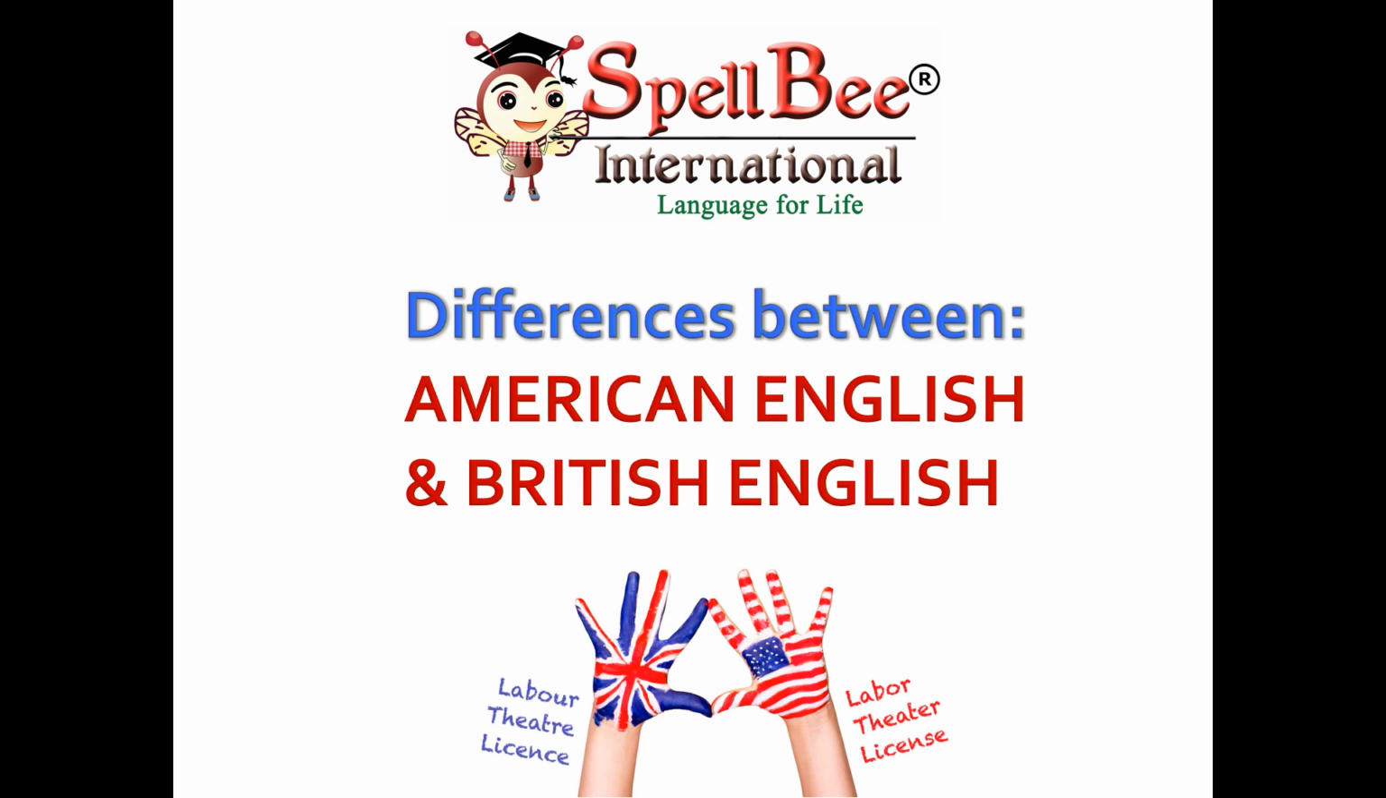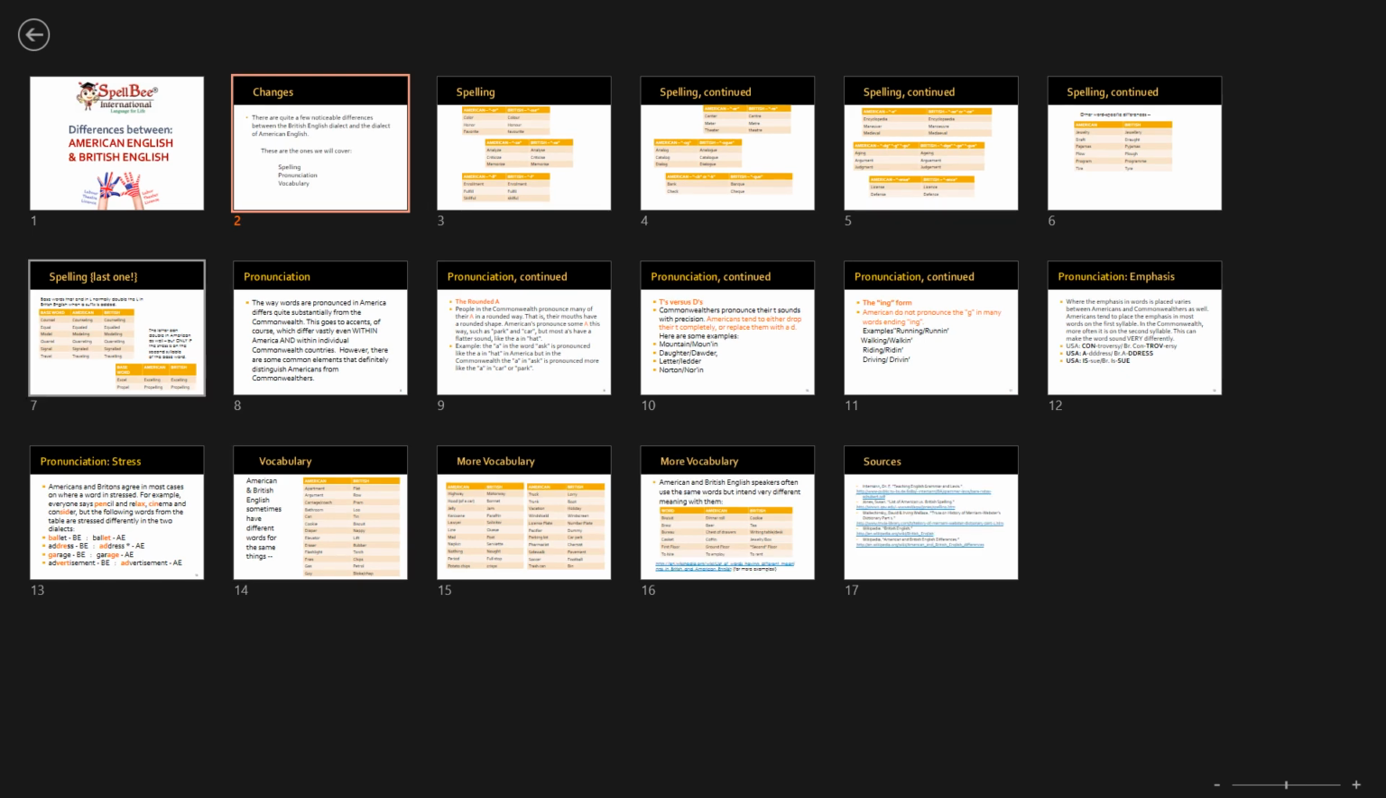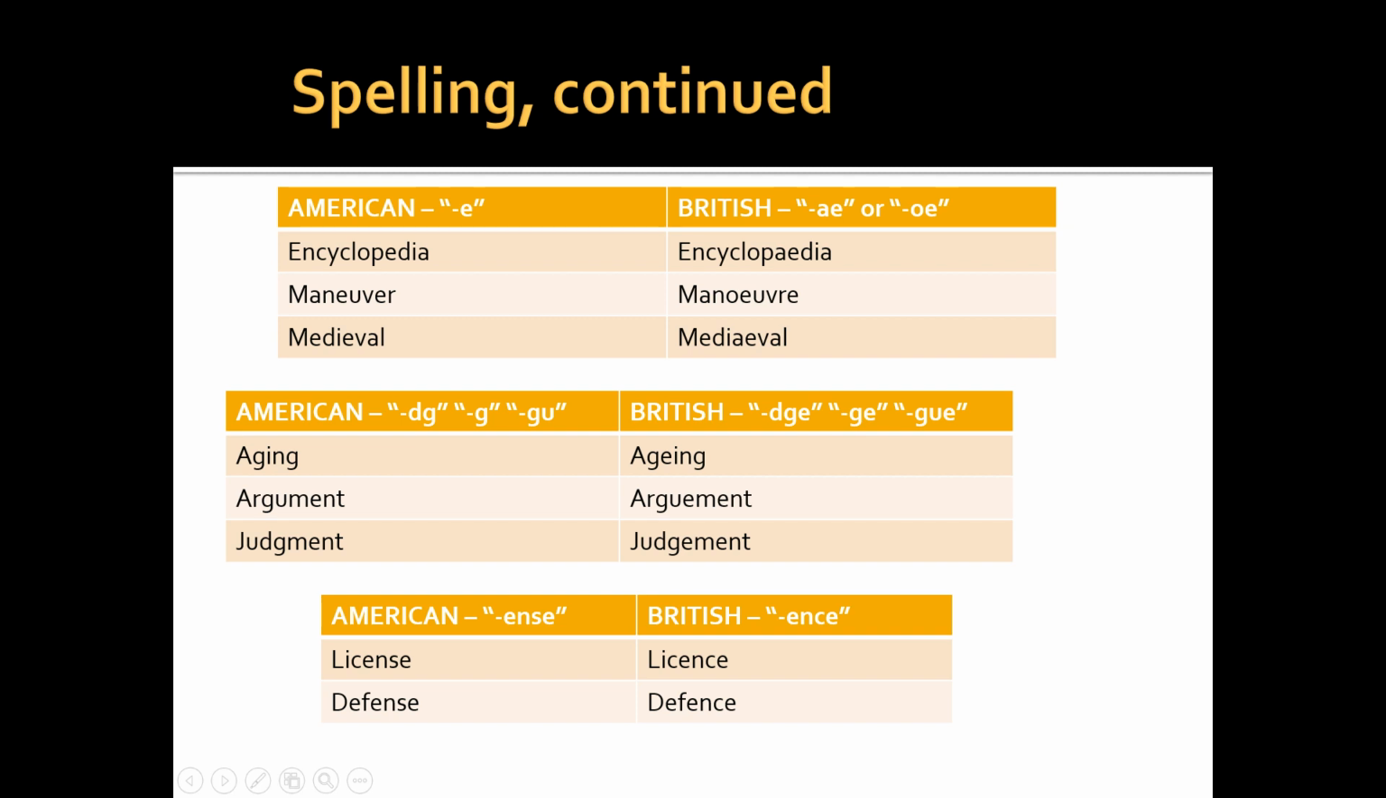The difference between American English and British English. It's actually part 2, and we were seeing the spellings. We are continuing with our spelling, and this is part 2. So, we were here, and let's start.